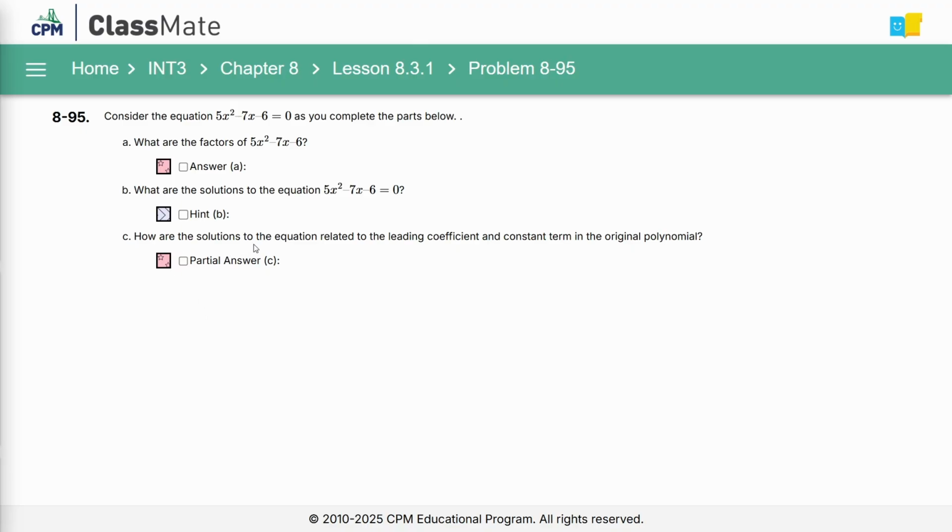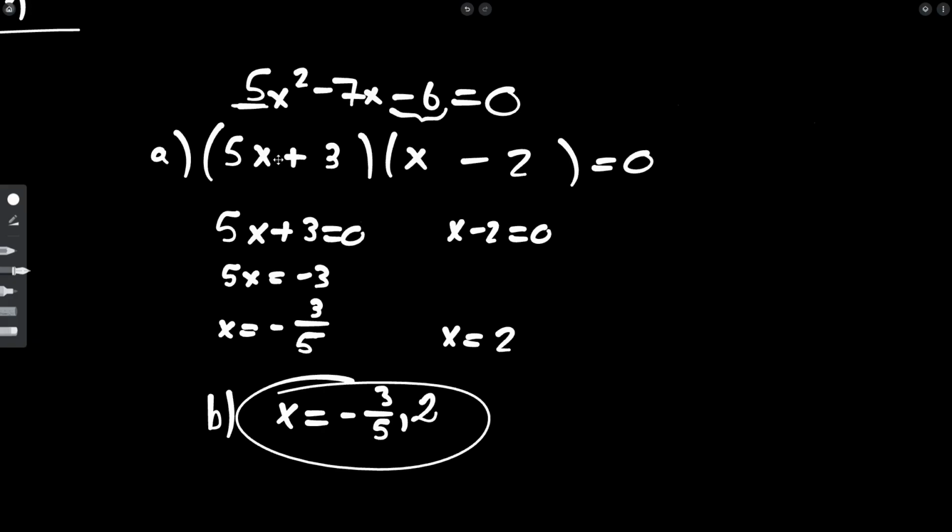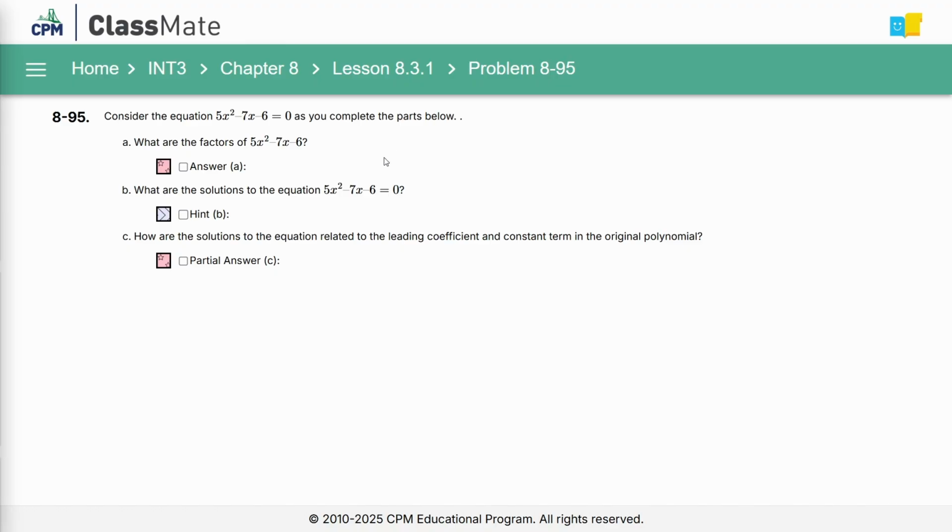How are the solutions to the equation related to the leading coefficients and the constant term in the original polynomial? Well, I have already described that. The leading coefficients, which is the 5 here and the 1 here, multiply together to get the leading coefficient of the original polynomial, and the ending terms of each of the factors multiply to the last term of the original polynomial. That is the relationship.